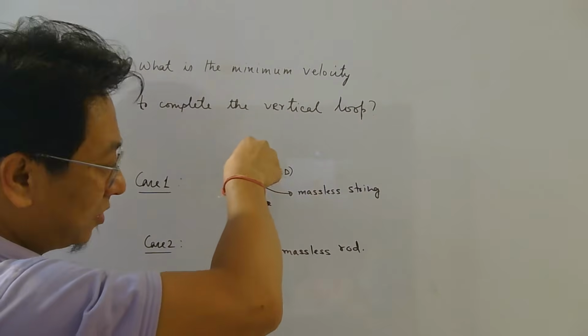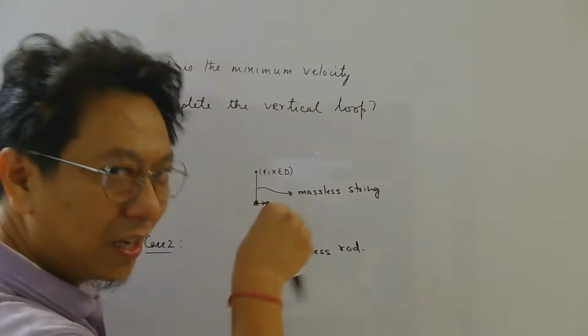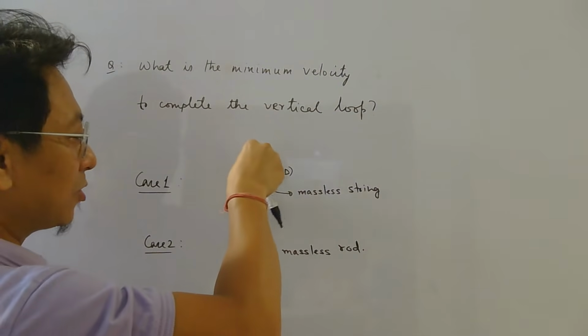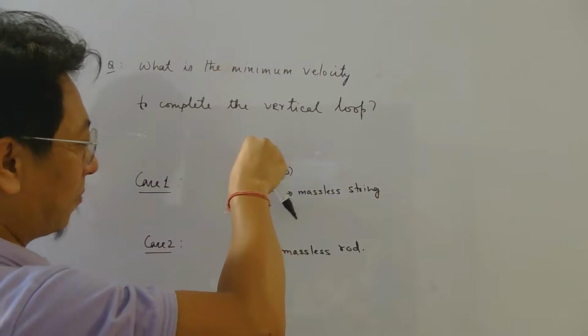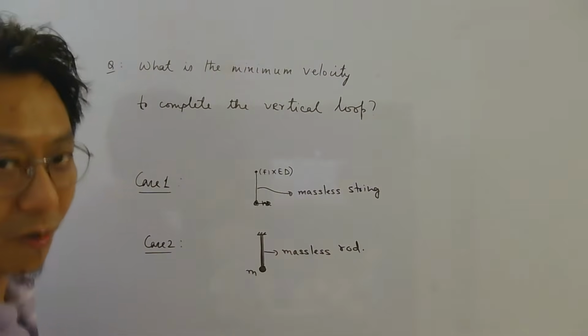Why it will stop? Because its kinetic energy will convert into potential energy. So if you give very less kinetic energy, then it will stop somewhere here and then it will come back. So it will simply perform oscillation. Same thing for this bob, right?